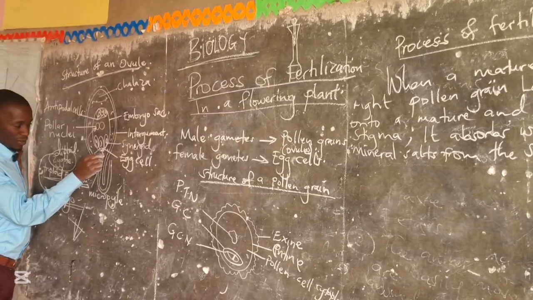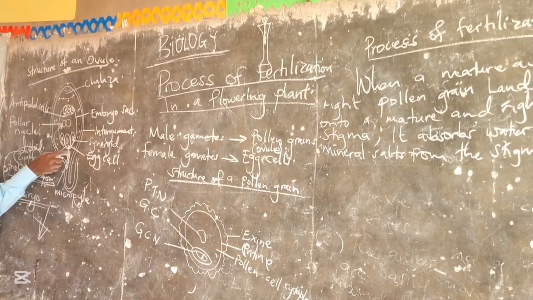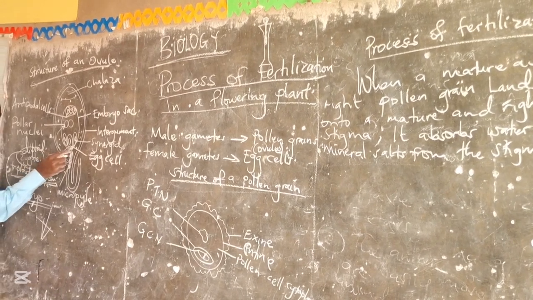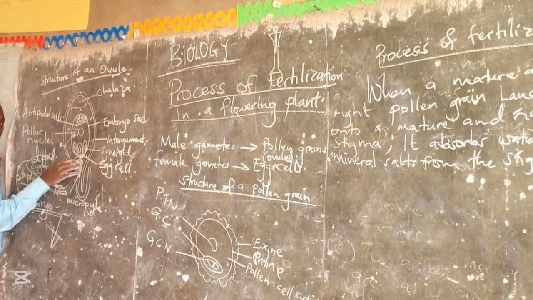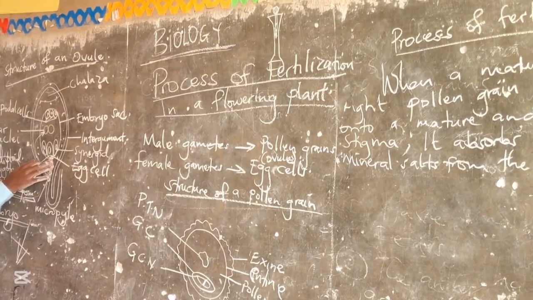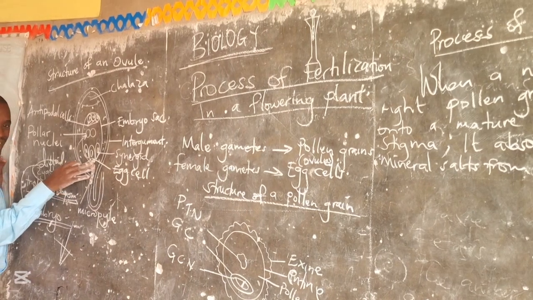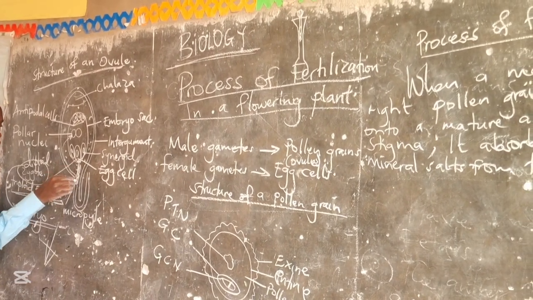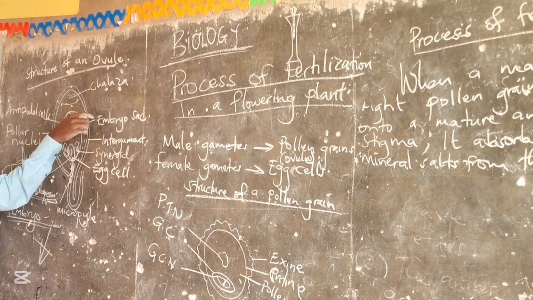Inside, the tip of the pollen tube will rupture. The tip of this pollen tube will rupture, will burst, such that the pollen tube nucleus disappears. Once the pollen tube nucleus disappears, it will give way to these two male nuclei to enter into this embryo sac.